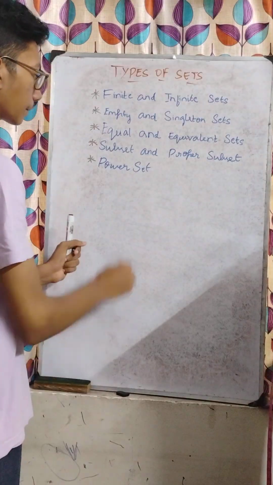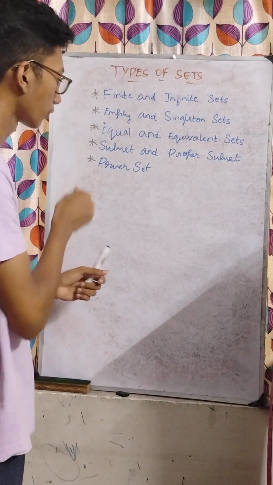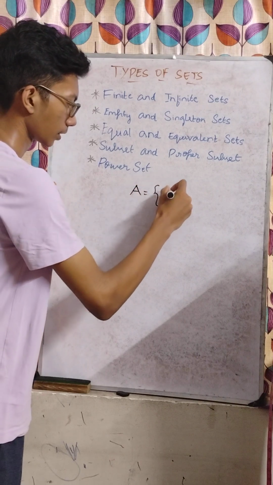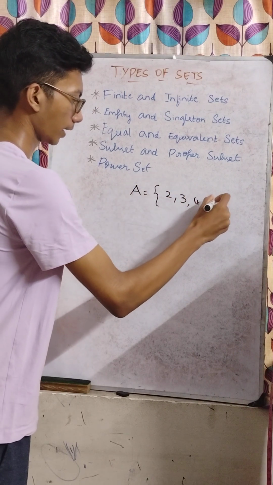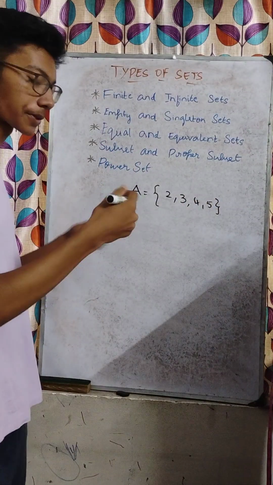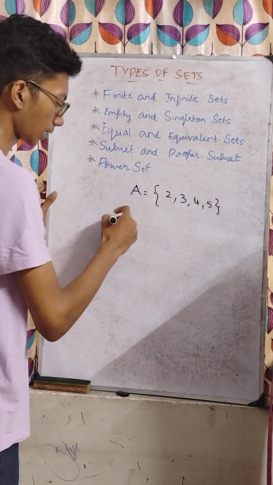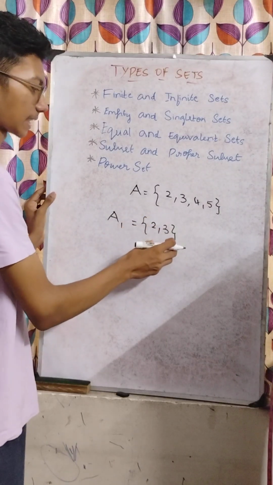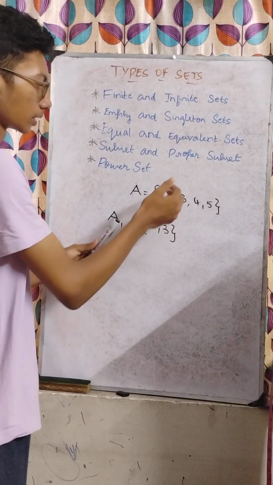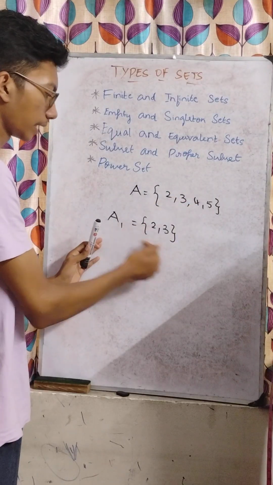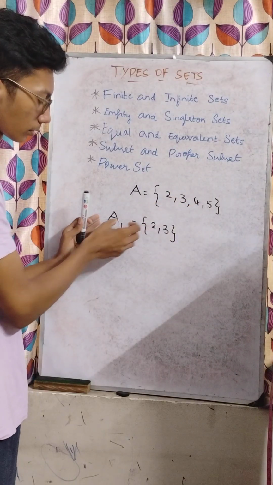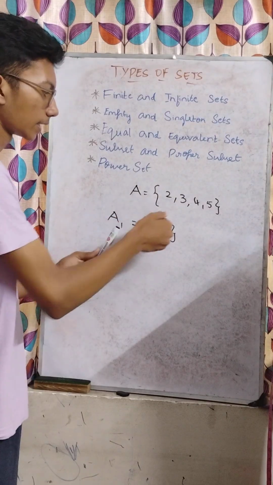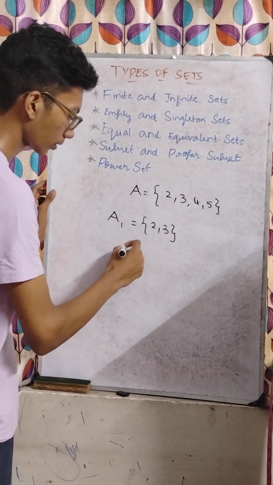Now the more important concepts, subset and proper subset. First we will see what a subset is. Let's have A equals {2, 3, 4, 5}. So this is A. A subset of A can be any set. Let's say we have A1 = {2, 3}. This is a subset of A because the elements of A1 also occur in A, which means A contains the elements that are in A1. So we have to write it as A1.